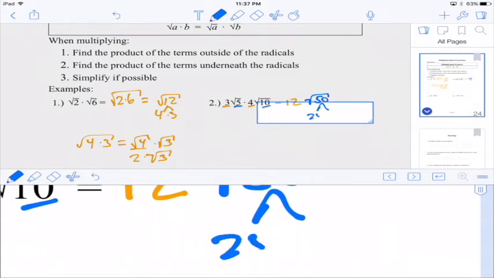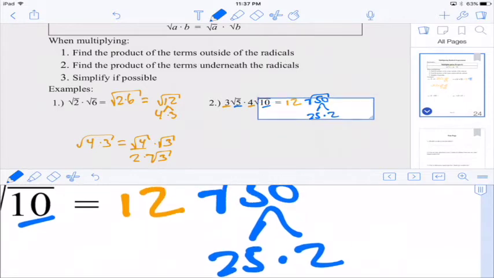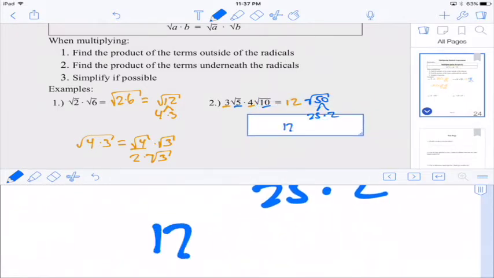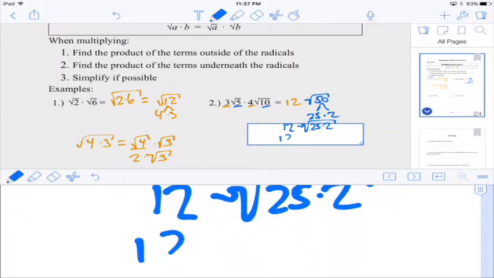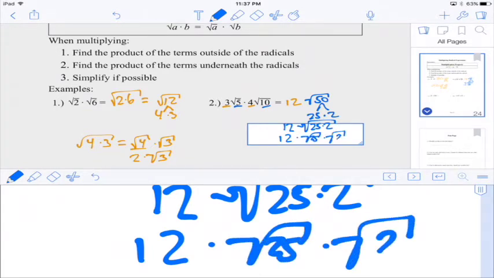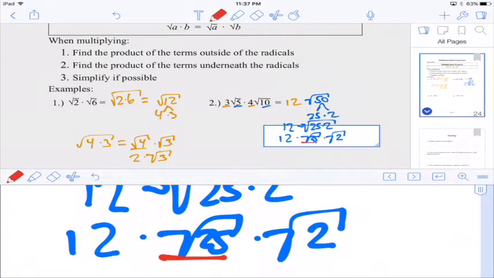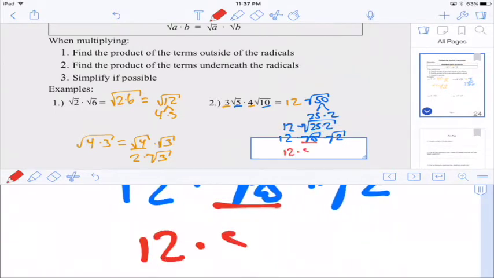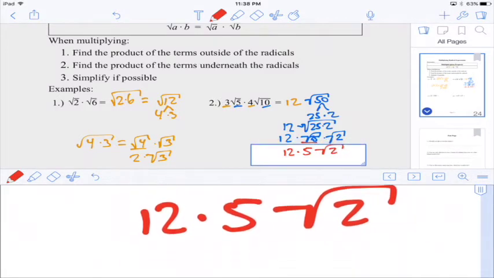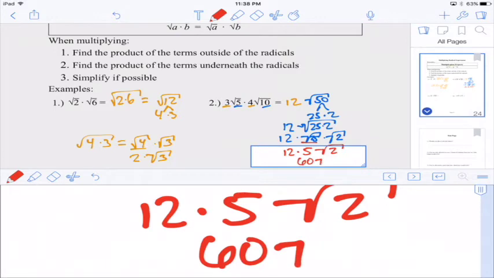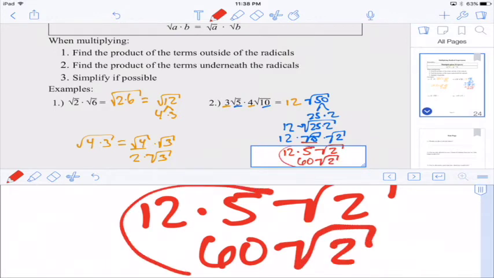Perfect square, 25, and then 2. So this means 12 times the square root of 25 times 2, which we could break into pieces. 12 times the square root of 25 times the square root of 2. The square root of 25 is just 5, so 12 times 5 times the square root of 2, and 12 times 5 is 60. So 60 square roots of 2, right? That's where that came from. Okay, so there's my answer.